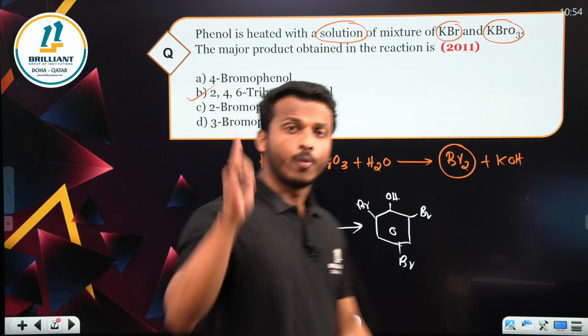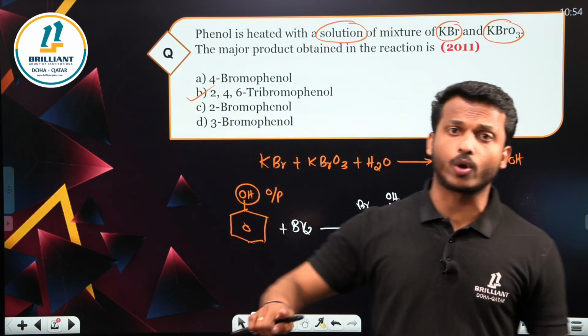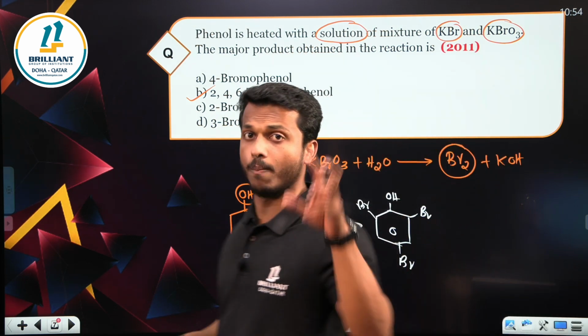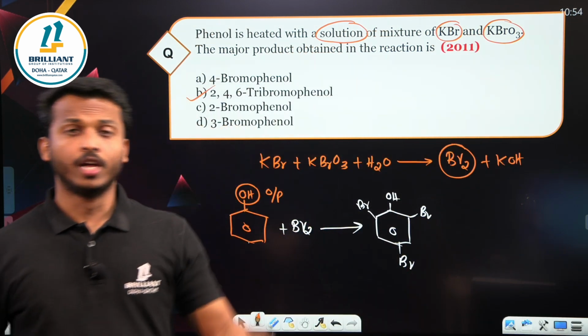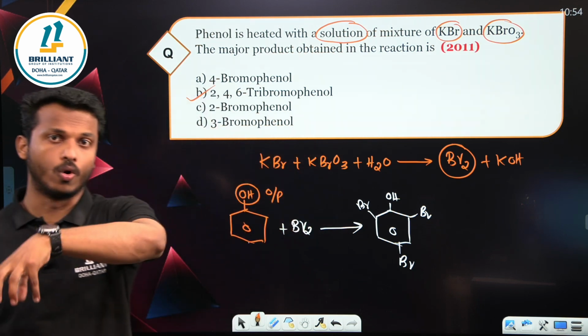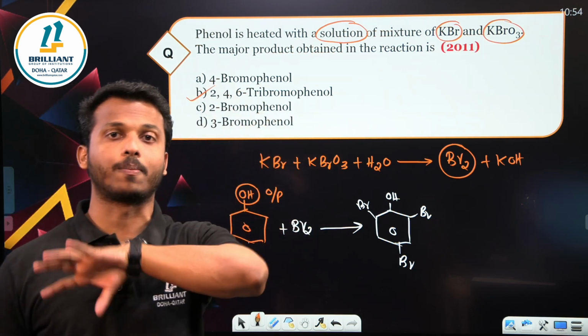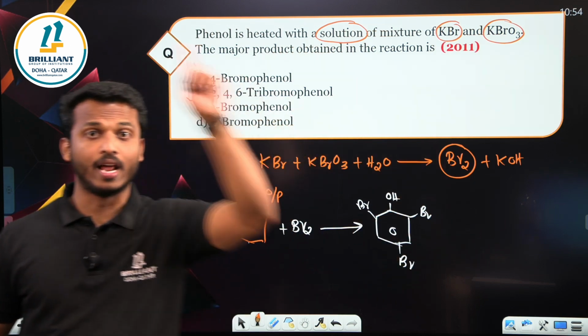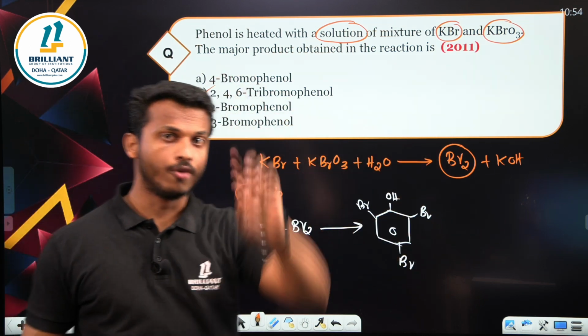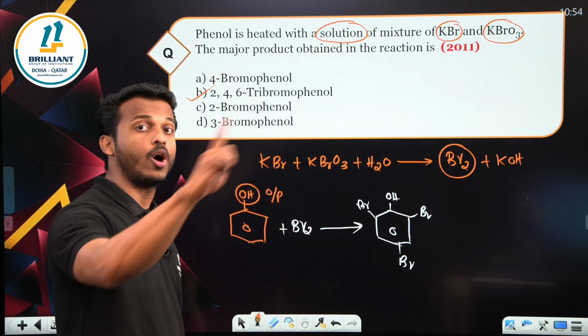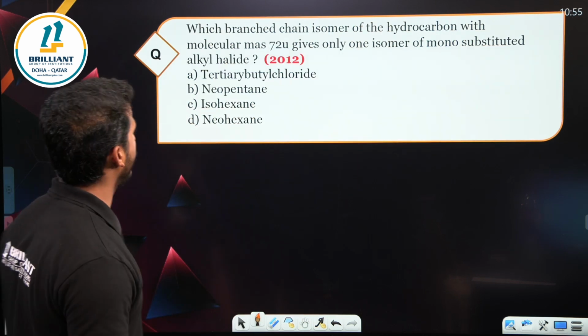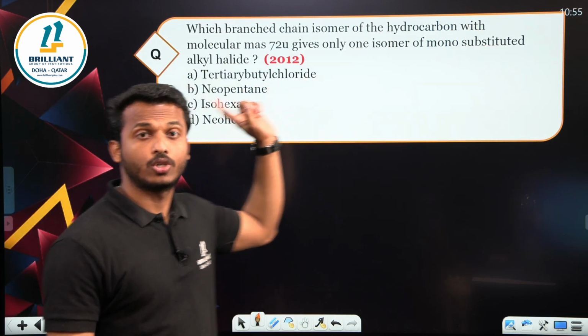So first of all, dear all, when KBr reacts with KBrO3 along with water, it will form bromine along with KOH. When you add this bromine on phenol, all the ortho and para positions are occupied by bromine. You will get 2,4,6 tribromophenol. It's an electrophilic substitution on phenol. Right.